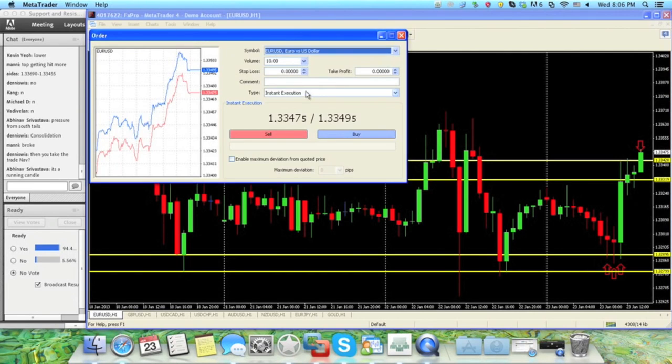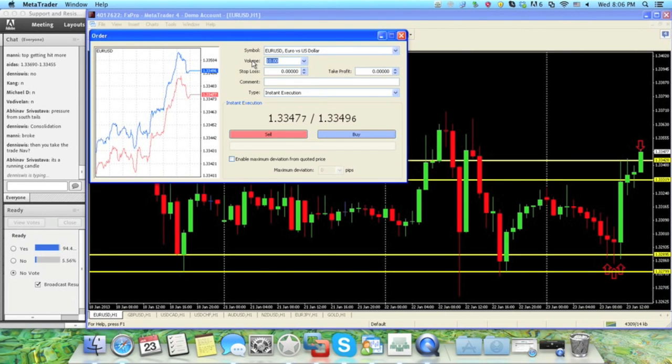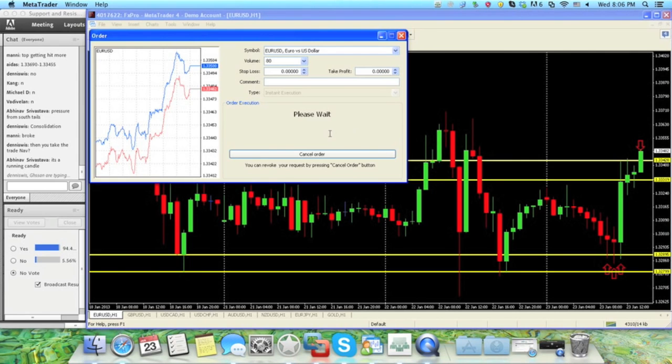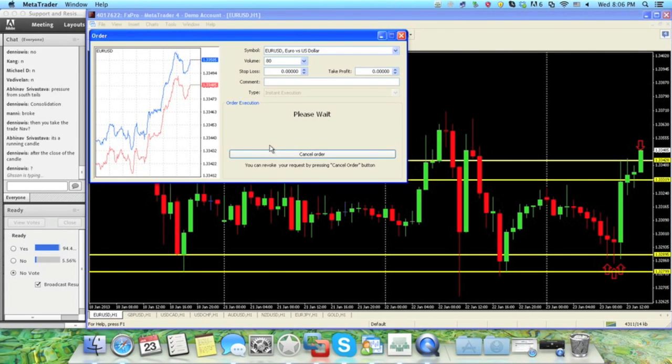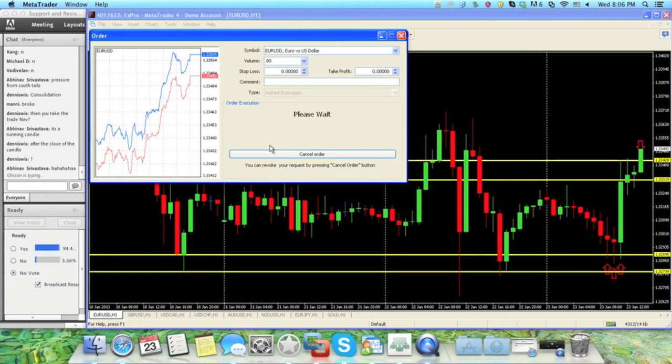So, what I'm going to do is I'm going to trade this at 80 lots. I'm going to go along with this sucker, whenever it executes. Apparently, even demos can open large amounts of lots.